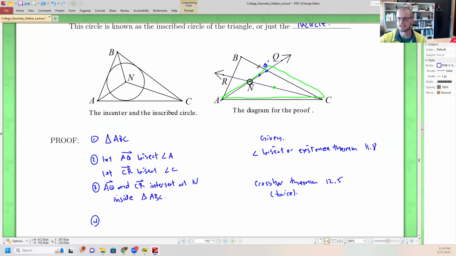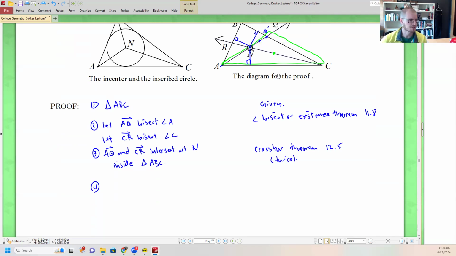But what we're going to create are the three perpendiculars. The perpendicular to AC that passes through N, the perpendicular to AB, which passes through N, and the perpendicular to CB, which passes through N. And those are each given by the perpendicular existence theorem. So three perpendiculars, we're going to create these 3 points.